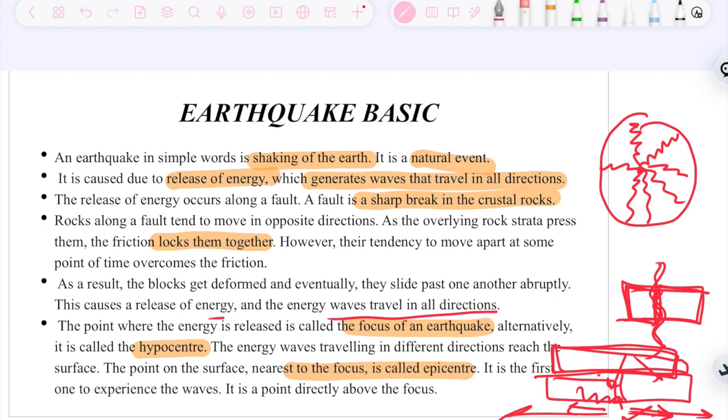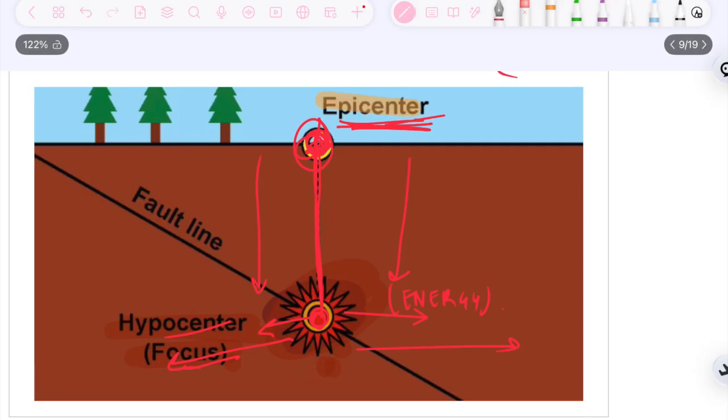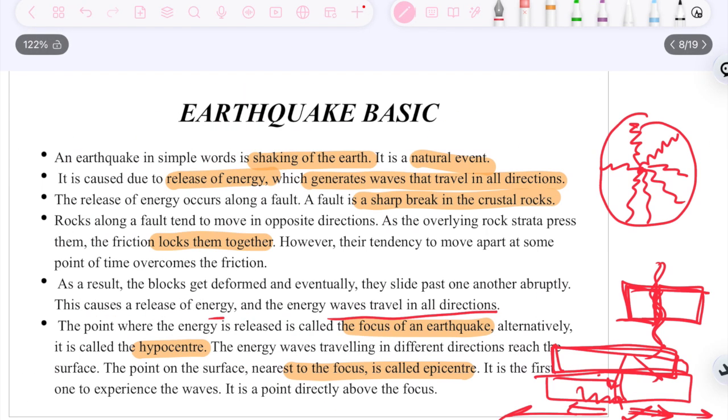It is a point directly above the focus. So it is the first point where the energy waves are first experienced. So what we have understood about earthquake now is that it is nothing but just the shaking of earth. Dharti ka hilna hi earthquake hai. And when there is a release of energy due to the shaking, that generates waves which travel in all the directions.